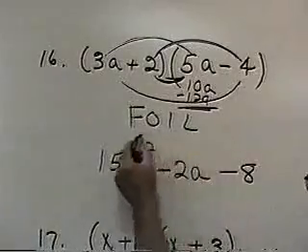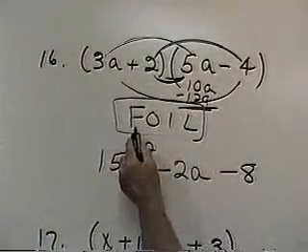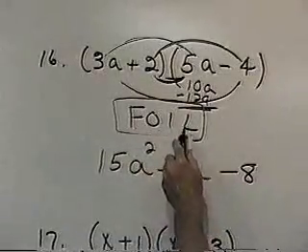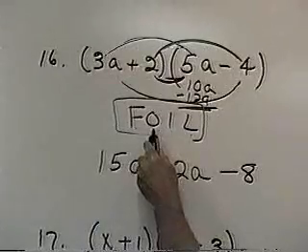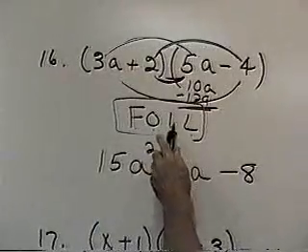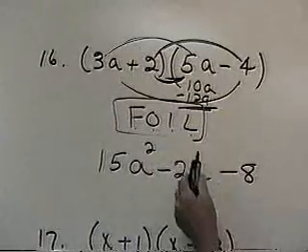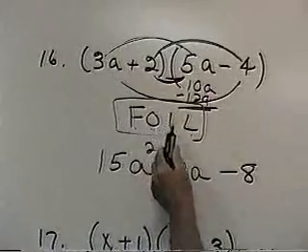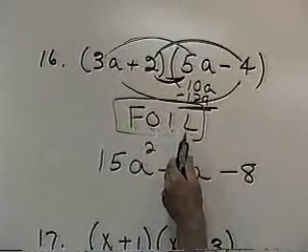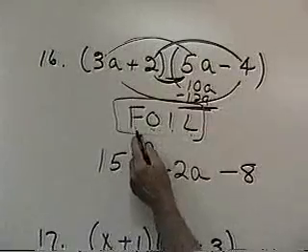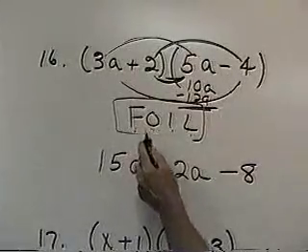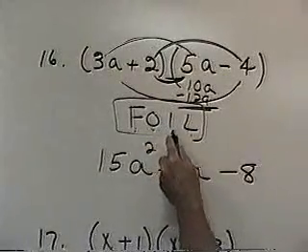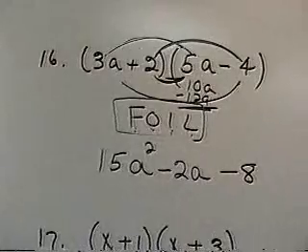The FOIL method says multiply the first times the first, last times the last, outside times the outside, inside times the inside. Now, it doesn't mean that you do this necessarily in special order. Doesn't mean that you have to do this one first or this one. It just says that to get the job done, you're going to do these 4 things. You're going to multiply the first times the first sometime. You're going to do the outsides multiplied together. You're going to do what's on the inside multiplied together. And you're going to do the last times the last.